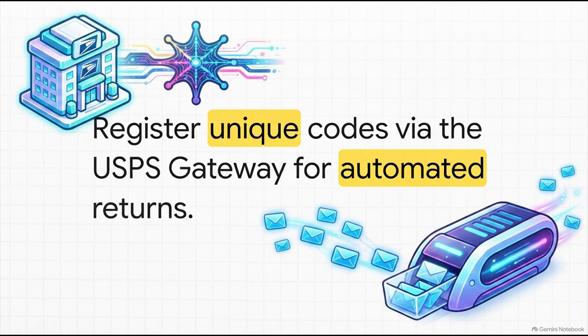And here's a real pro tip. High-volume businesses can actually register their own unique ZIP+4 codes for business reply mail via the USPS Business Customer Gateway. Why do this? Because it completely automates returns and postage calculation. When the automated machinery scans that totally unique code, it calculates the postage fee instantly. It is an absolute game changer for workflow efficiency.